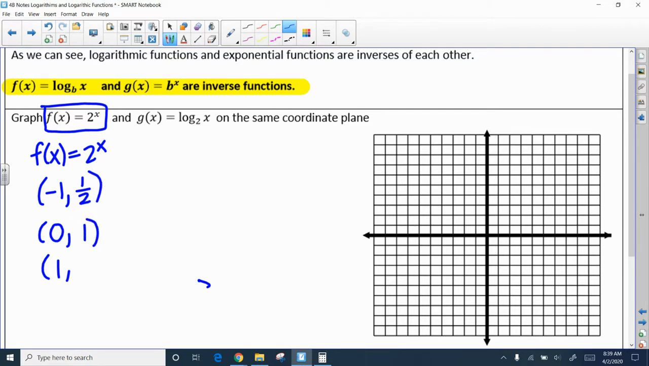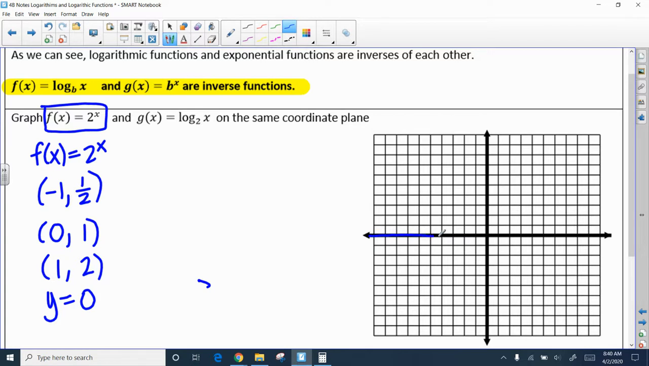And if I plug in a 1, 2 to the 1 power is 2. Okay, so these are points on my exponential function. And then one thing to remember on these is they have an asymptote, a horizontal asymptote at y equals 0. So let's go ahead and graph this.